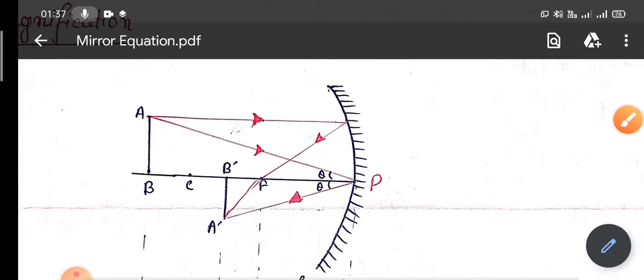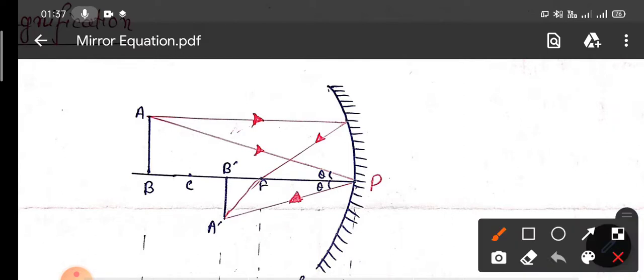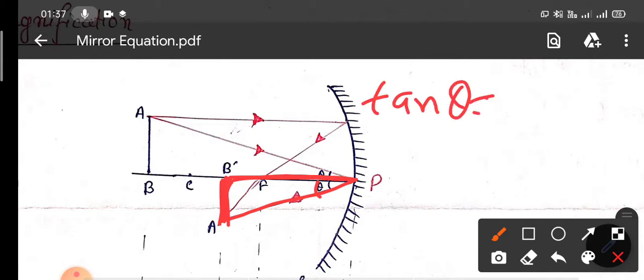Now the second equation will be derived from the triangle A'B'P. In this triangle, A'B' is your image, A'B' is your perpendicular and B'P is your base. So you can write that the angle is theta, and tan theta is equal to perpendicular by base. Perpendicular is A'B' and base is B'P.